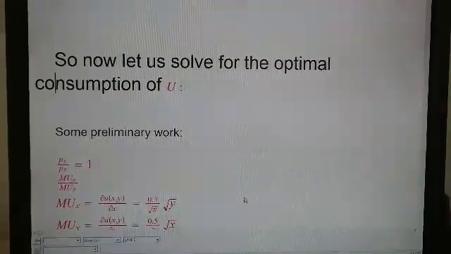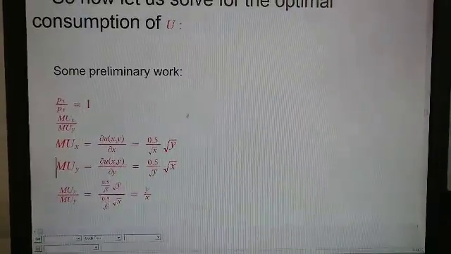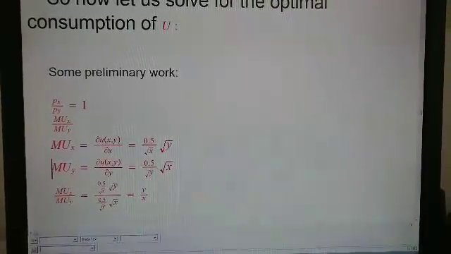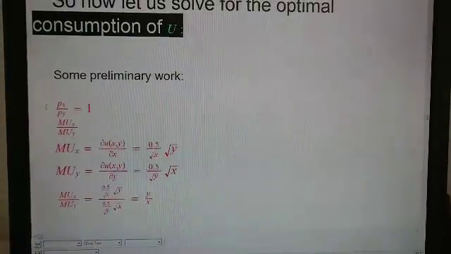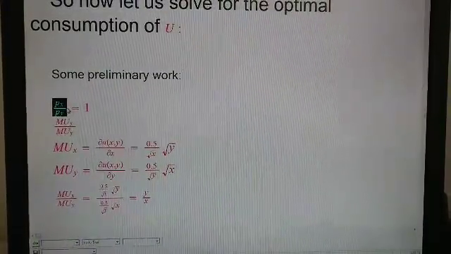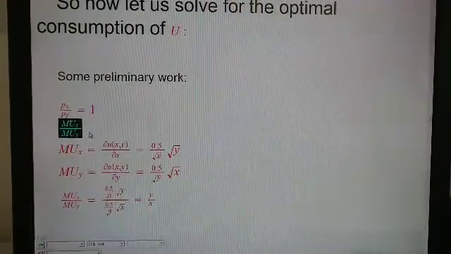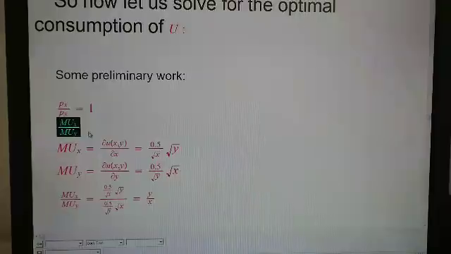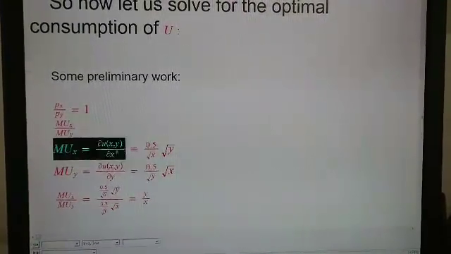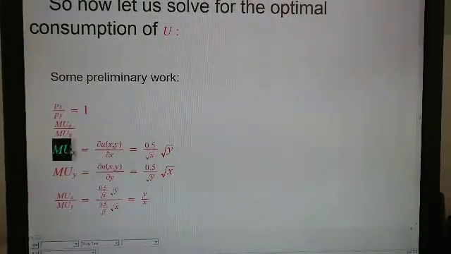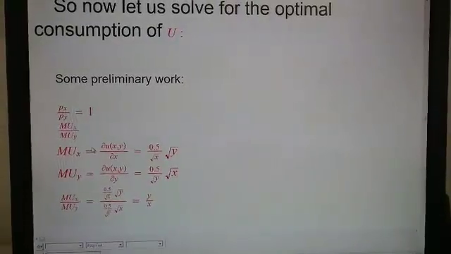Okay, so let's focus on U for a minute. Here is some preliminary work we need to do when we try to solve for the optimal consumption of U. So we know that at the optimal consumption, the price ratio has to equal the ratio of the marginal utilities. Okay, don't be afraid, but here I compute the marginal utilities. You don't have to worry about this too much. I'm not going to ask you to do this stuff in an exam situation, so just sit back and enjoy what's happening here.